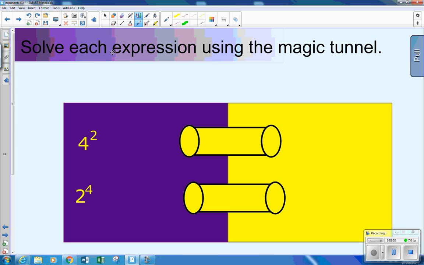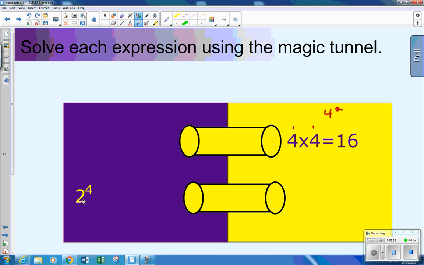All right, so if we evaluate this looking at our magic tunnel here, I have 4 squared, or 4 to the second power. How many 4s do you think I'm going to have here? Well, I'm going to have 2 because there's a 2 there. So 4 squared is the same thing as 4 times 4, because there's 2 fours here. That was our exponent. 4 squared is the same thing as 16, because it's 4 times 4.